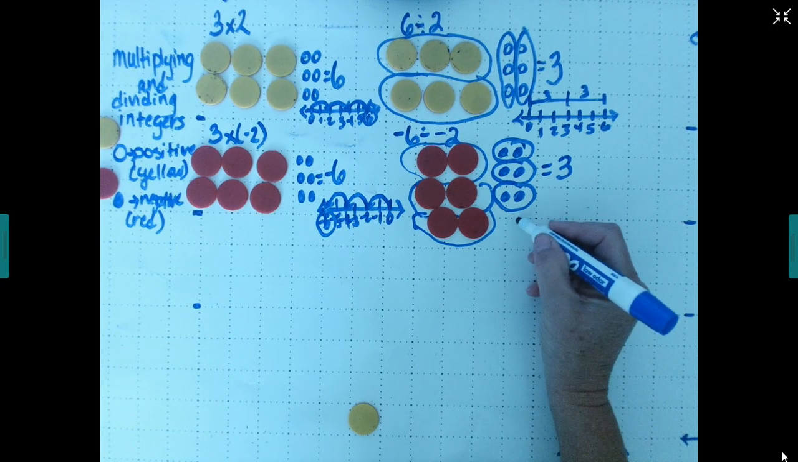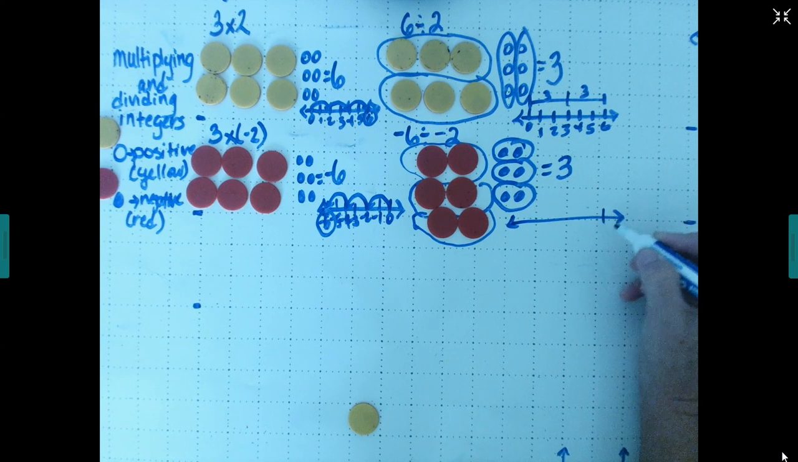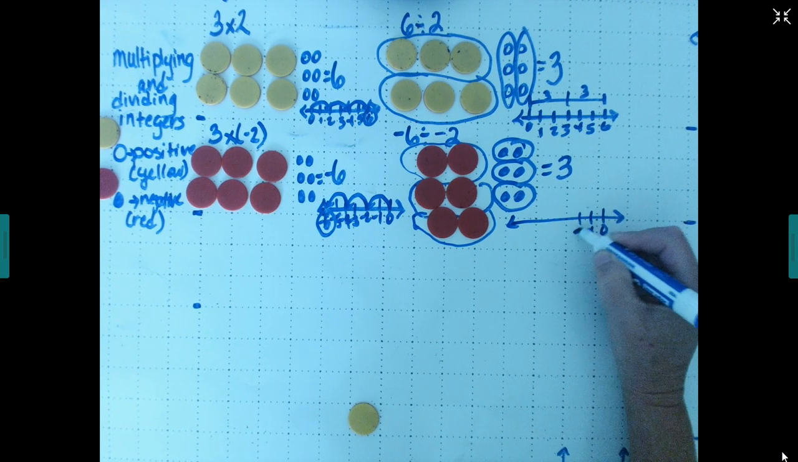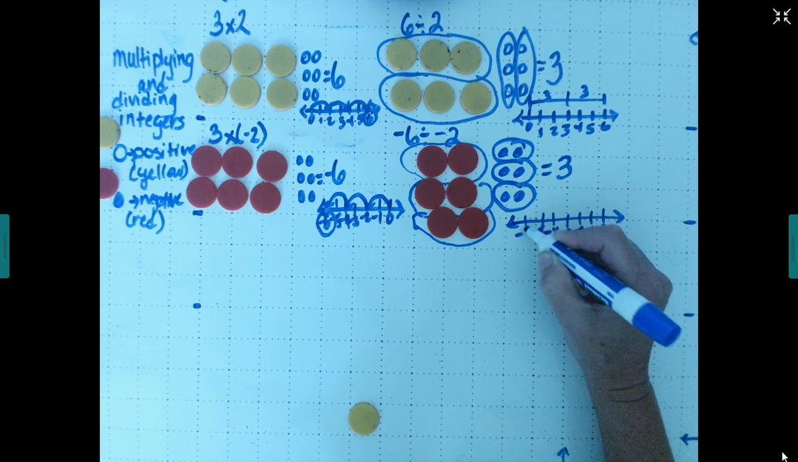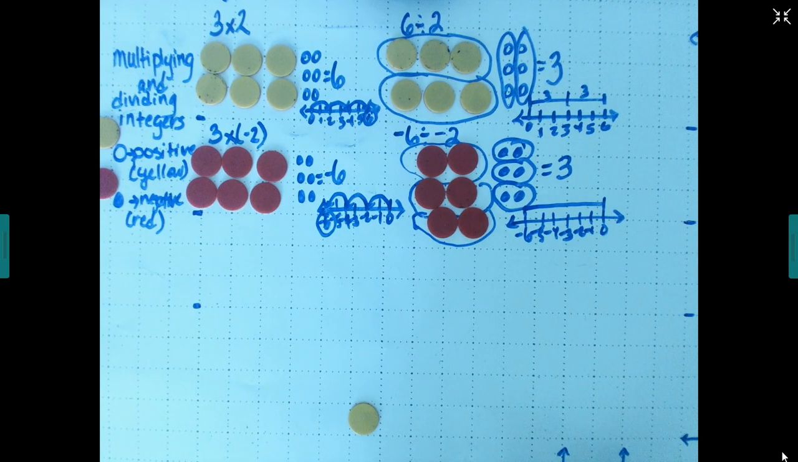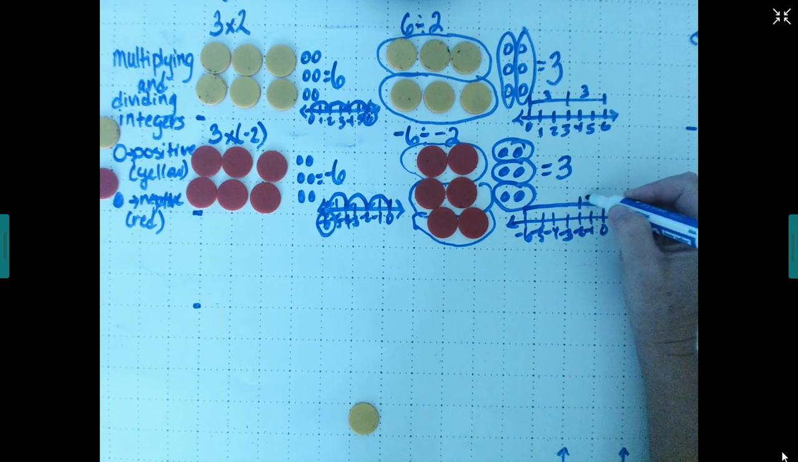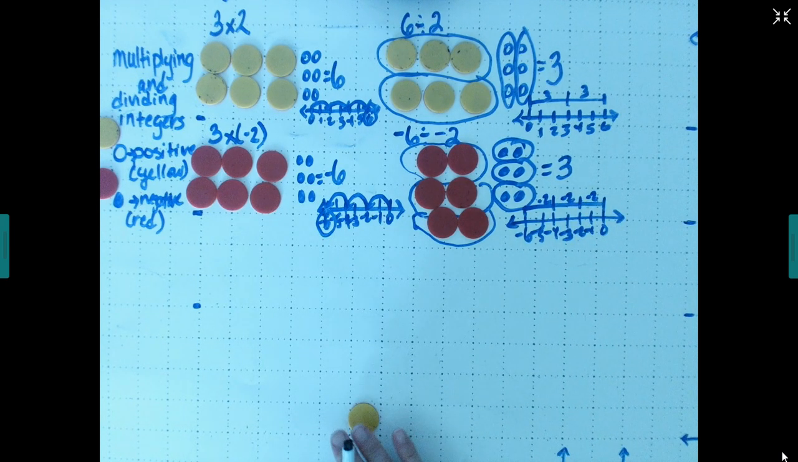So let's look at a number line. Okay, so we have negative 6. And we want to know how many groups of negative 2 are in there. There's 1 group of negative 2, 2 groups of negative 2, 3 groups of negative 2 in there. Thinking as you're looking at the models.